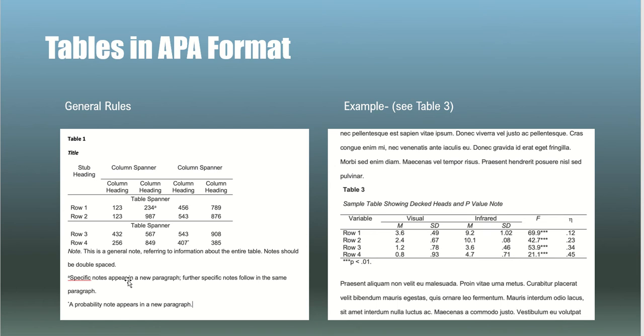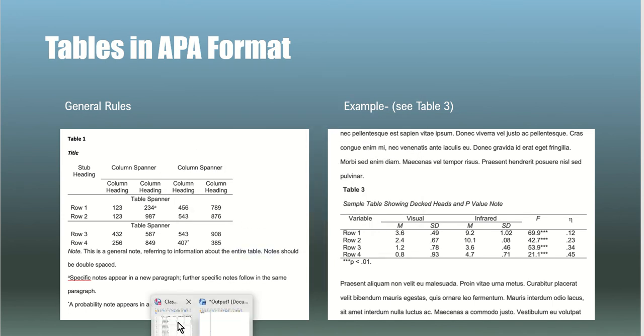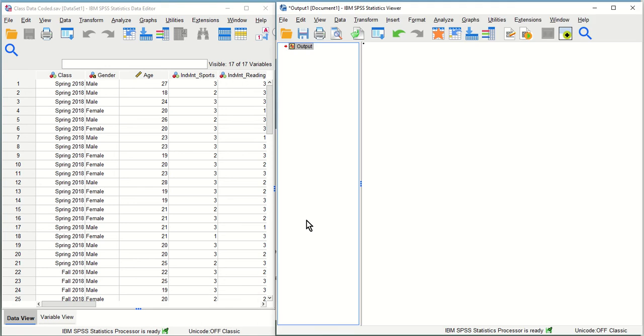And then you should also include a probability note like they have here. They put some asterisks to show that p is less than 0.01, or a lot of times you use a p-value of less than 0.05, etc. All right, so let's take a look at how SPSS creates tables in APA format.